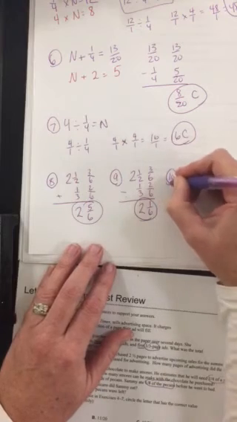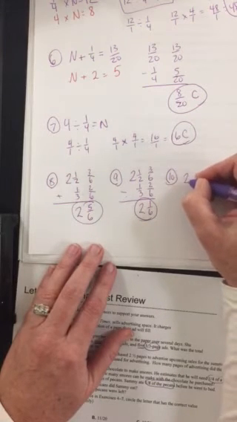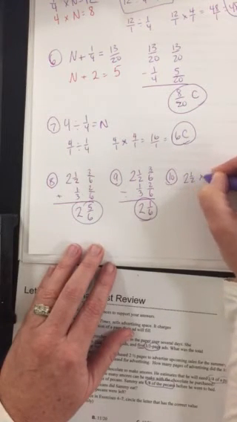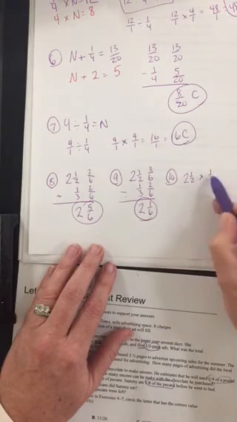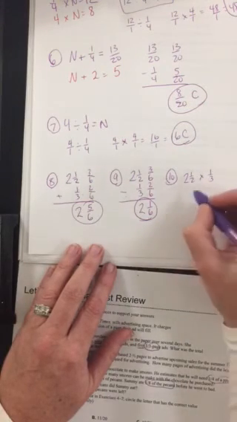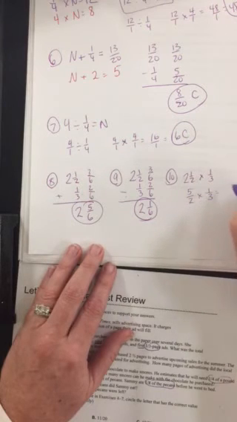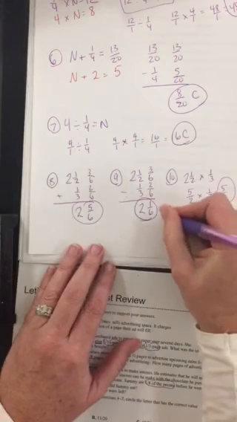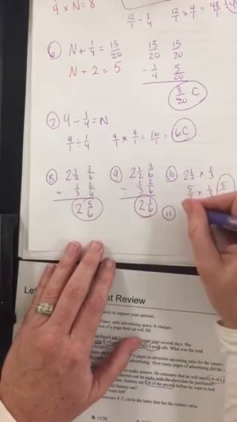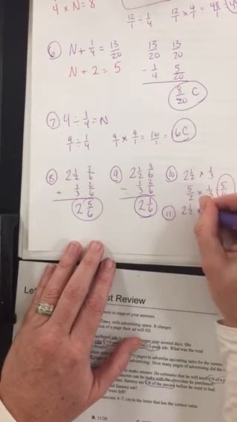10. Same again. This time it wants the product. 2 and 1/2 times 1/3. To multiply fractions, I have to change this to an improper fraction. 5 over 2 times 1 over 3. That gives me 5/6. And the last one, 11, quotient, stands for division.